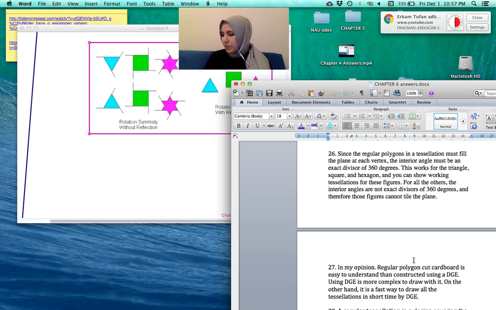Question 26. What do you notice about the measure of the interior angles of the regular polygons that tessellate? What do you notice about the measure of interior angles of the regular polygons that do not tessellate? Do you think that there are other regular polygons that might tessellate? Explain.